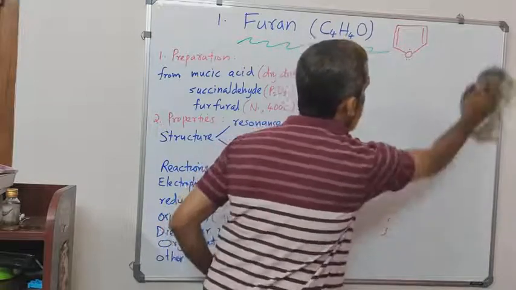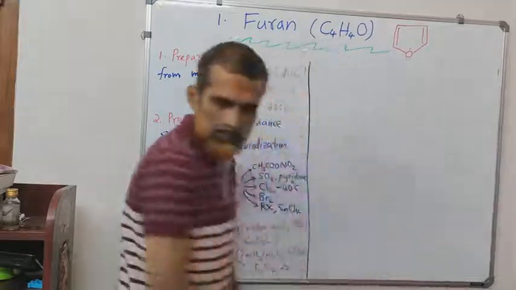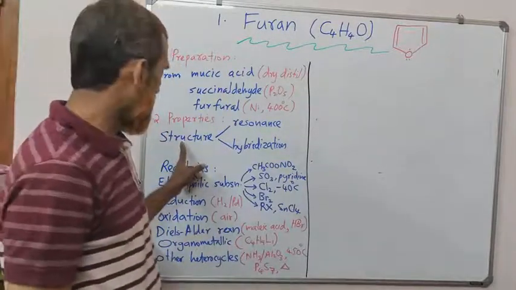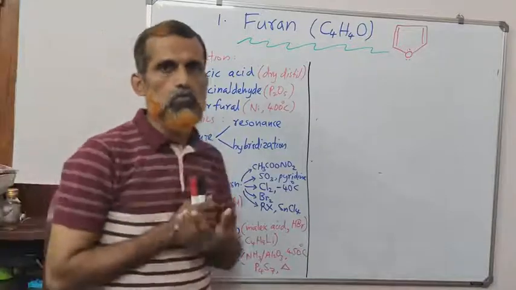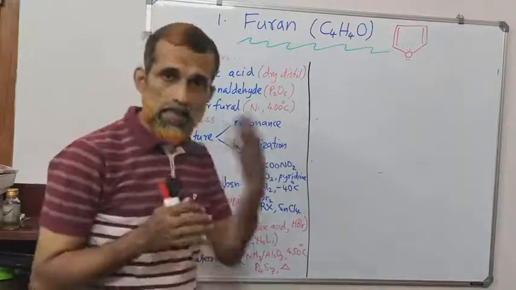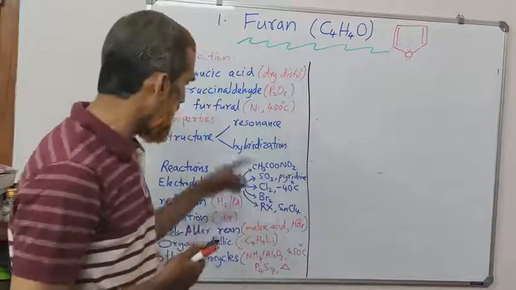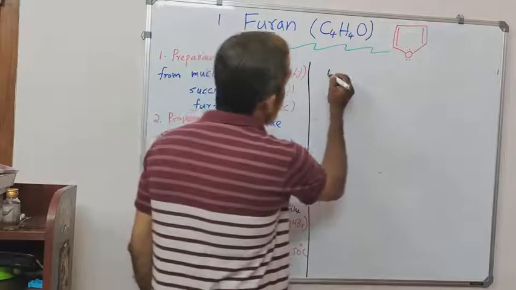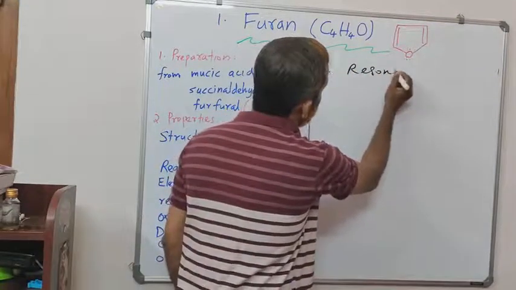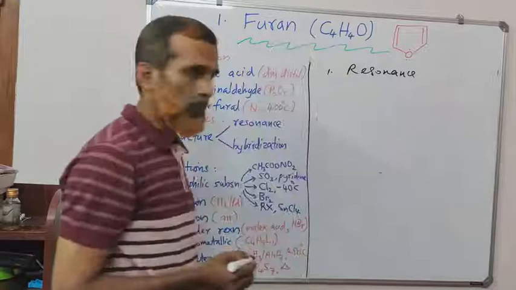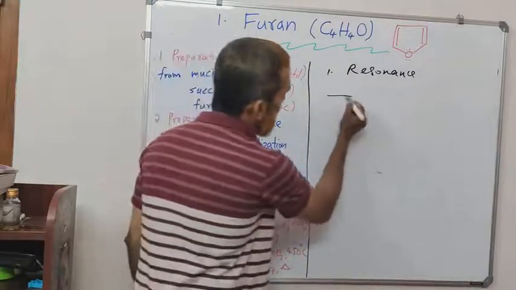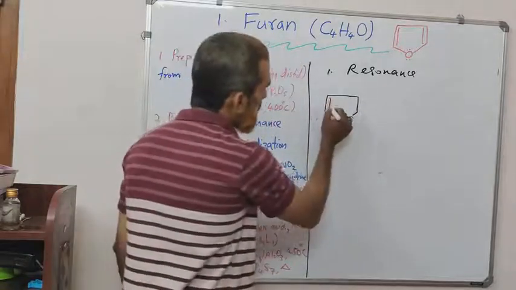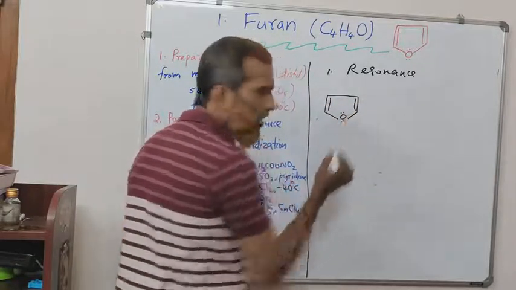In the properties, first we discuss structure. Very important. We have 2 angles of discussion. One we discuss in terms of resonance or resonance structures of furan, and then we look into the orbital picture, that is hybridization. So what is the resonance structure of furan? Let's draw it. You should practice this one, drawing it. Okay. There are 2 lone pairs on oxygen.